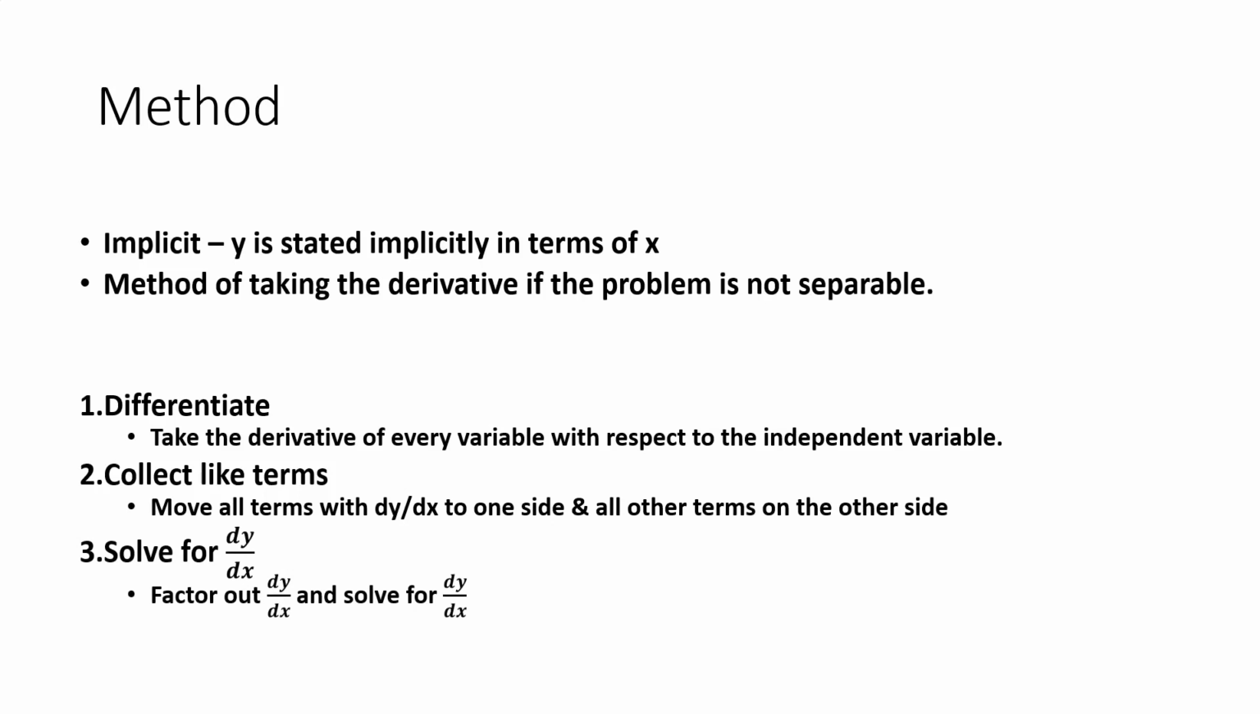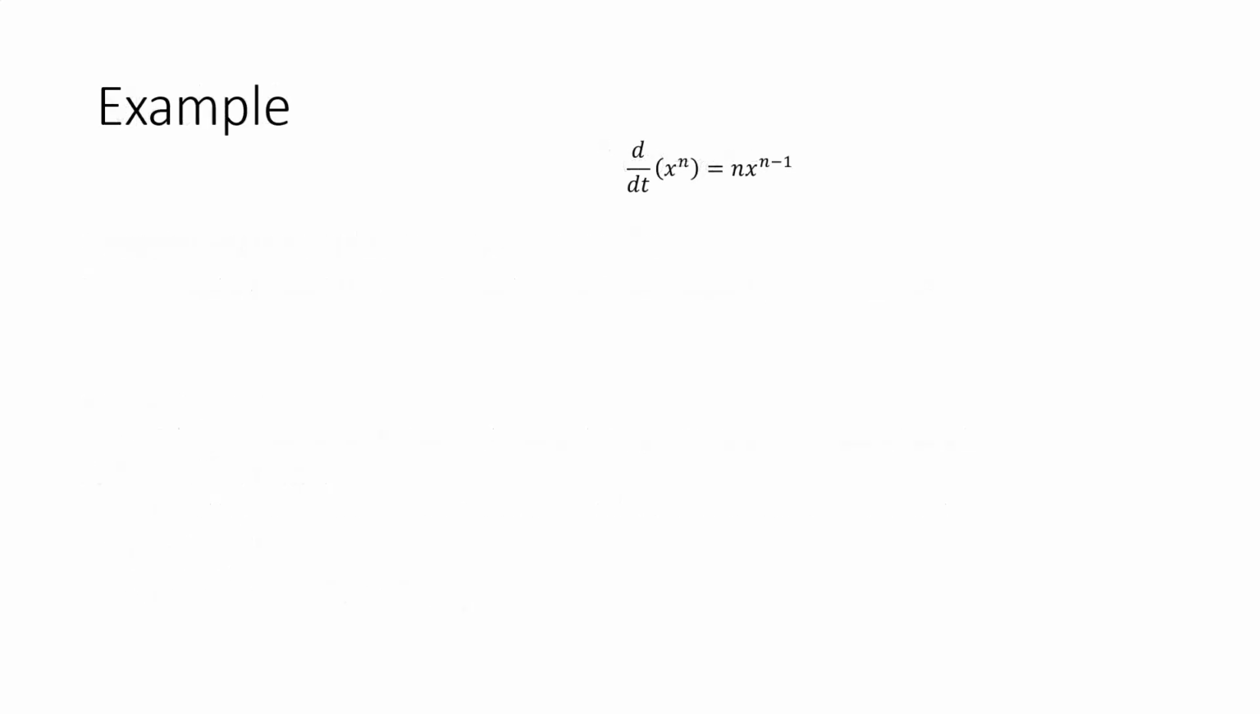And then you want to solve for dy over dx. So you want to factor out dy over dx and then solve for dy over dx. So it's a pretty straightforward process, and let me give you an example. Again, that's just the power rule up at the top there. So let's look at this example of x squared plus y squared is equal to 4.